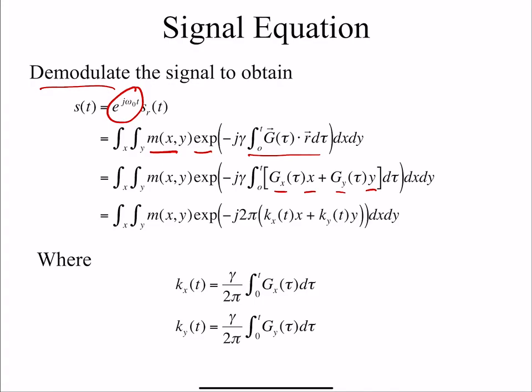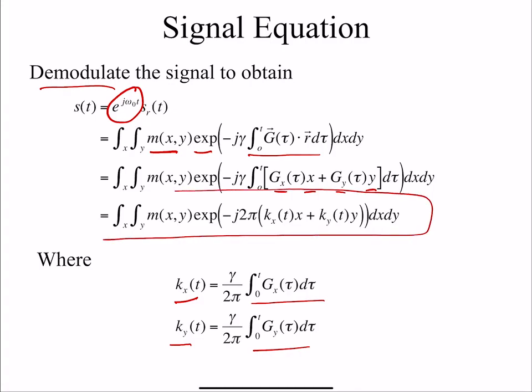And then we're going to define kx of t equals gamma over 2 pi, the integral of Gx of t, and ky of t equals gamma over 2 pi, the integral of Gy of t. And if we do that, now we have the Fourier transform of my object. Where we are in k-space is totally determined by the history of the gradients. And so that's the amazing thing that emerges out of MR: by just controlling the gradients, we can go through k-space, and at every point in time, the signal we measure is just the value of the Fourier transform at that place in k-space.